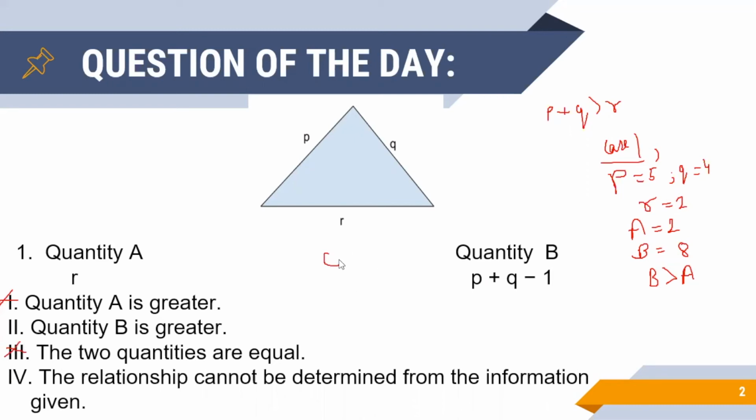Next, for case 2, let us assume P and Q again as 5 and 4, while R as 8. In this case, we see that A is equal to 8, while B is equal to 5 plus 4 minus 1, that is 8 again. Hence, in case 2, A is equal to B. Hence, after case 2, we can eliminate option 2 as well, since we know that it fails in case 2, thus giving us option 4, that is, the relationship cannot be determined from the given information, as the correct answer.